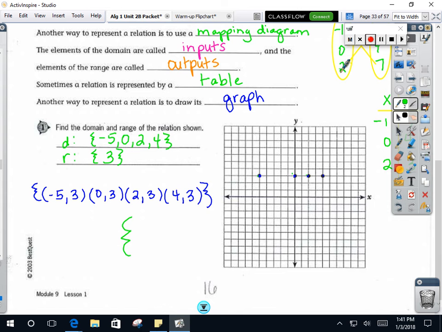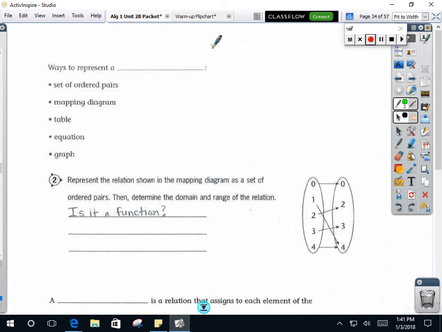Okay, now turn to page 17. So far we've learned 4 different ways to represent a relation. We've learned that you can write them as a list of ordered pairs. You can put them in a mapping diagram, which is the 2 oval things. We learned that you can write them in a table, and then we've learned that you can plot them on a graph. We have not talked about equations yet, but we will get to that later in class.